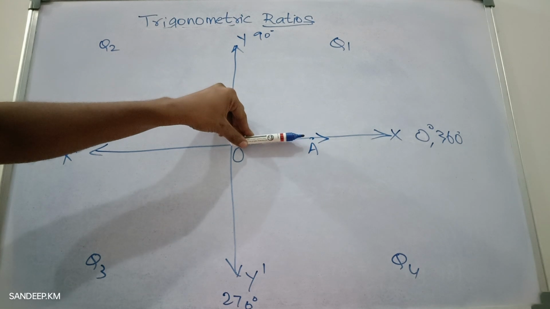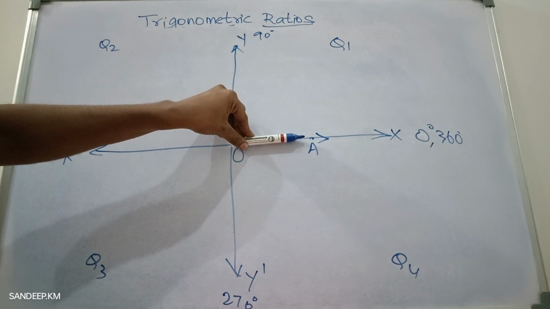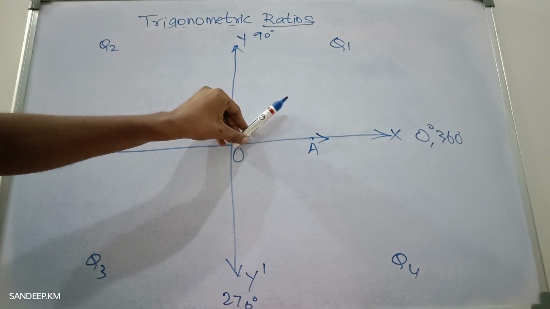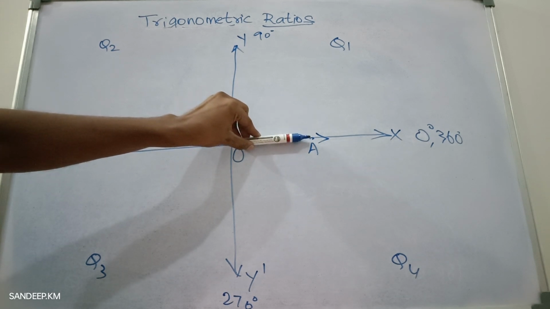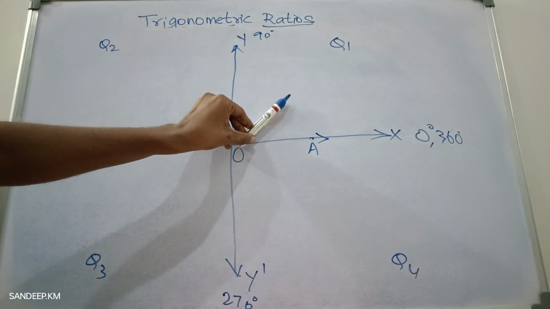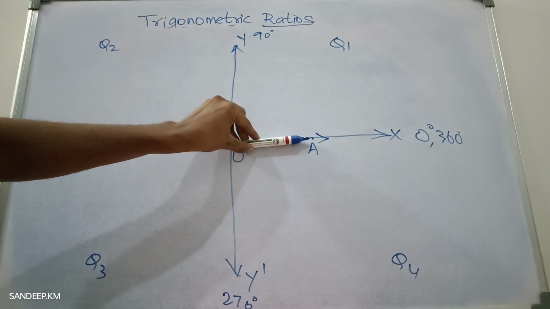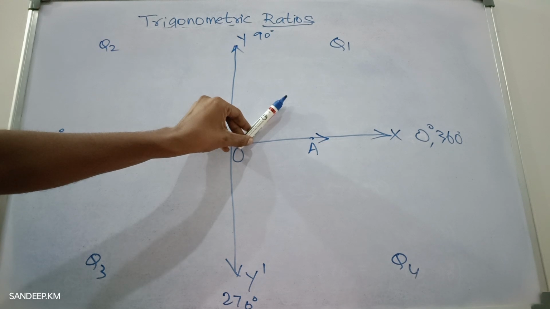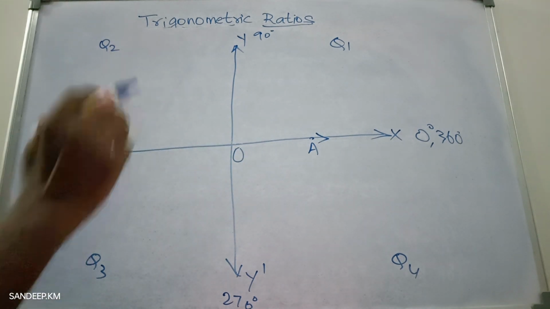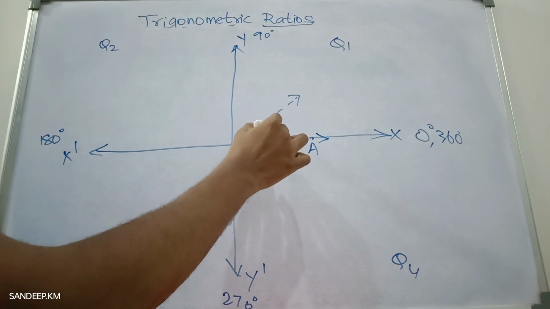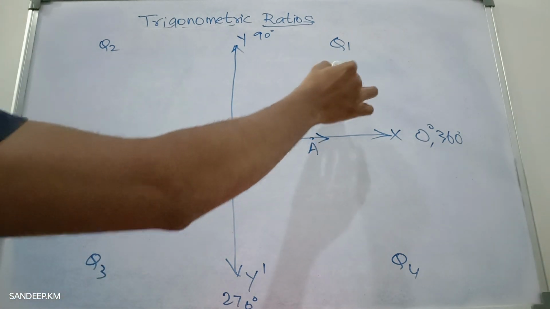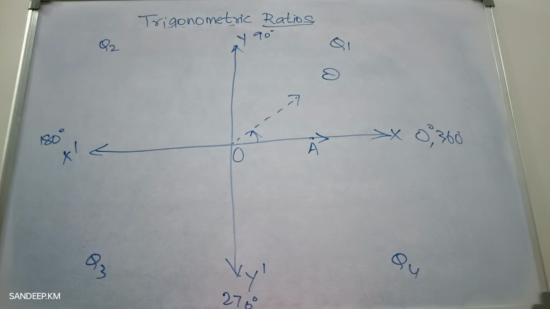Initially this is our terminal ray coinciding with the initial ray. If this terminal ray is present in the first quadrant, let us see what happens. See, the terminal ray has been rotated through an acute angle theta, correct or not? Let theta be an acute angle. The terminal ray is rotated through an angle theta. Now it is in the first quadrant, right? Then this angle theta is an angle which is in the first quadrant because theta is acute.